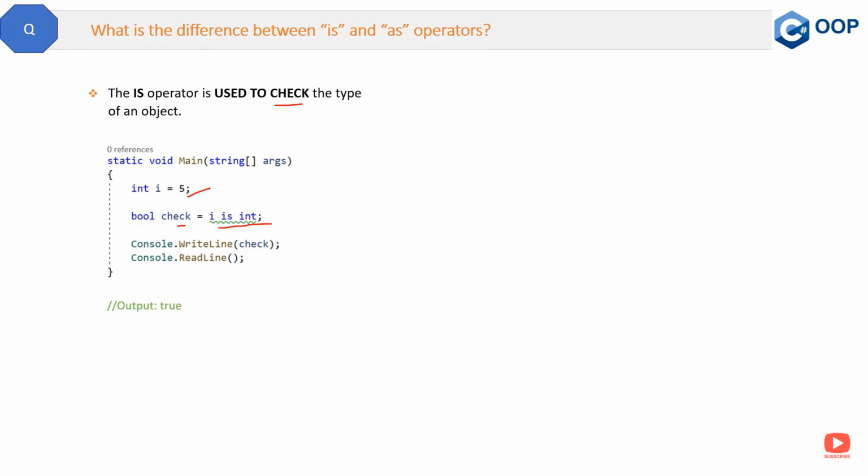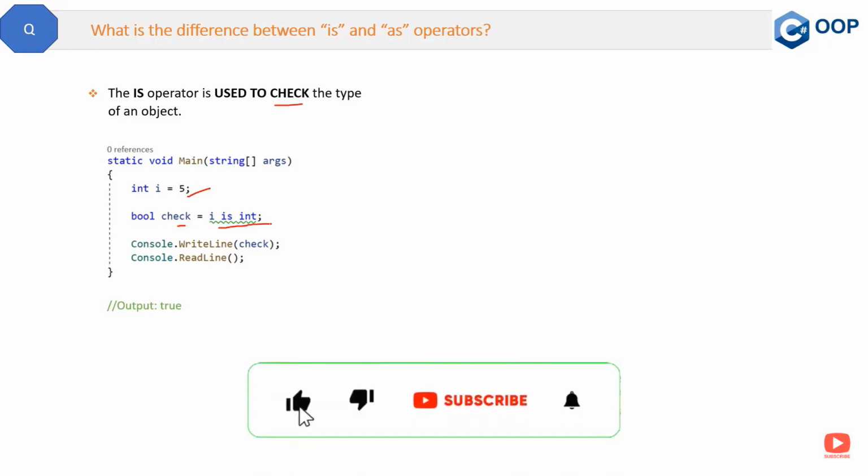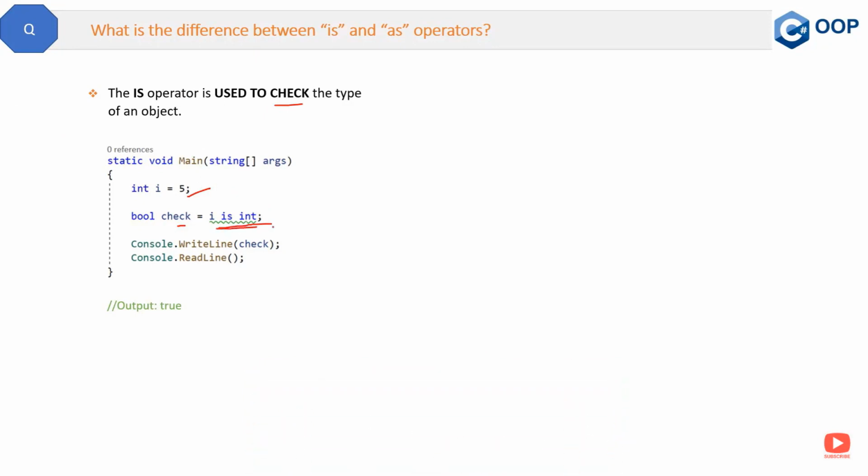It is pretty straightforward. Whether any object is type of any class or not, that will be checked by the is operator. So it will always return true or false because either it is the type of that class or not. So here like I is integer and we know yes, that is right. So what it will output? The output will be true. So that is the purpose of the is operator.